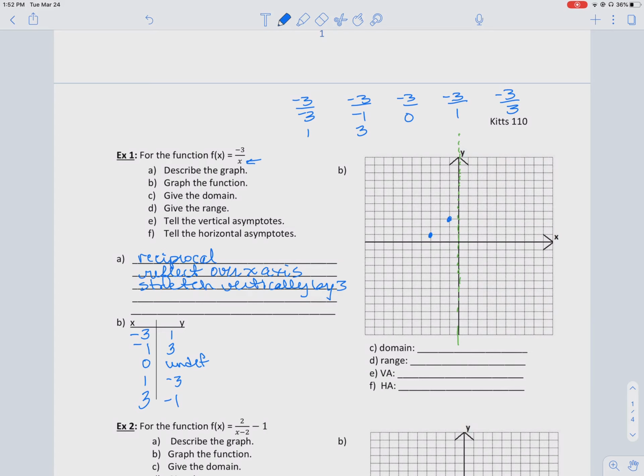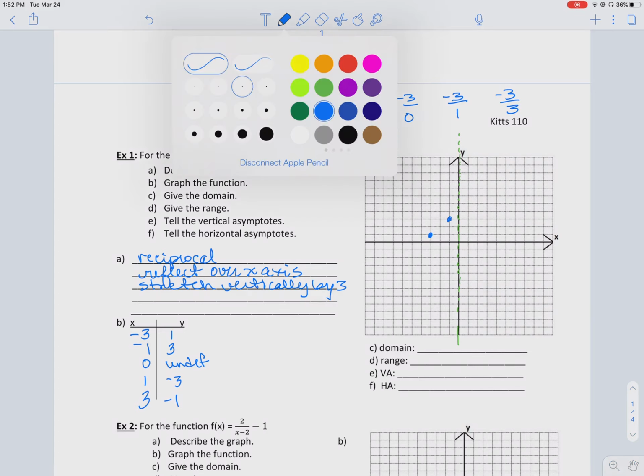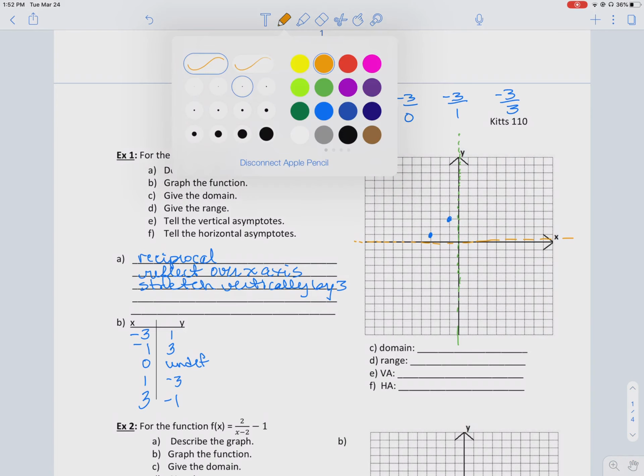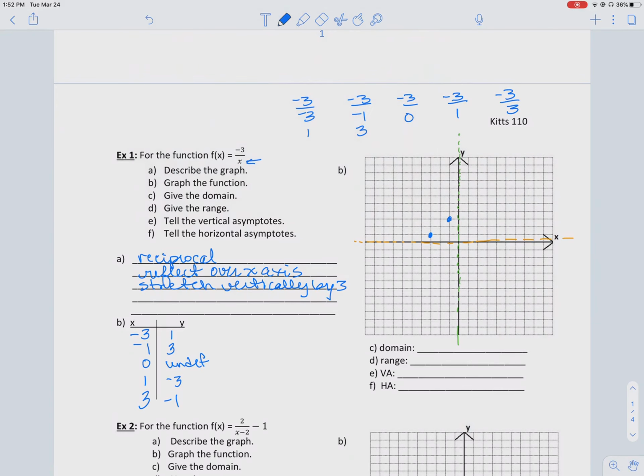Okay, now if you remember, this also had a horizontal asymptote. So it's really going to look like this. It's going to go up like that on that side. Now let's look on the other side. 1, -3, 1, 2, 3, and 3, -1. So it's going to look like this. And that's what we said it would look like, right?